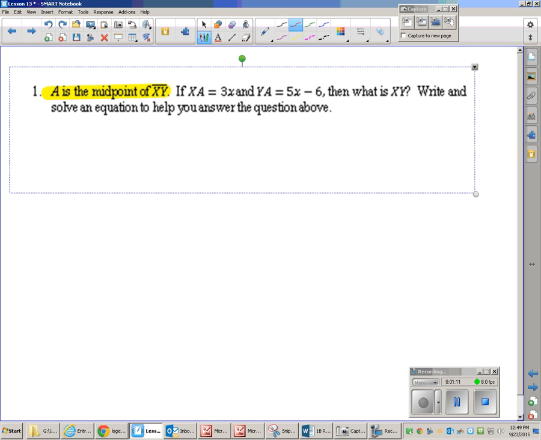So if I wanted a visual of what's going on here, I know I have a segment whose endpoints are XY, which it tells me here. And if it tells me A is the midpoint, not only should I put A about in the middle of that picture, I put these little marks to remind myself that that is the midpoint. The next thing that this problem tells me is that XA is equal to 3x. Now, since XA doesn't have a symbol on top, that's telling me that the distance or the length is 3x. It also tells me here that YA is 5x minus 6.